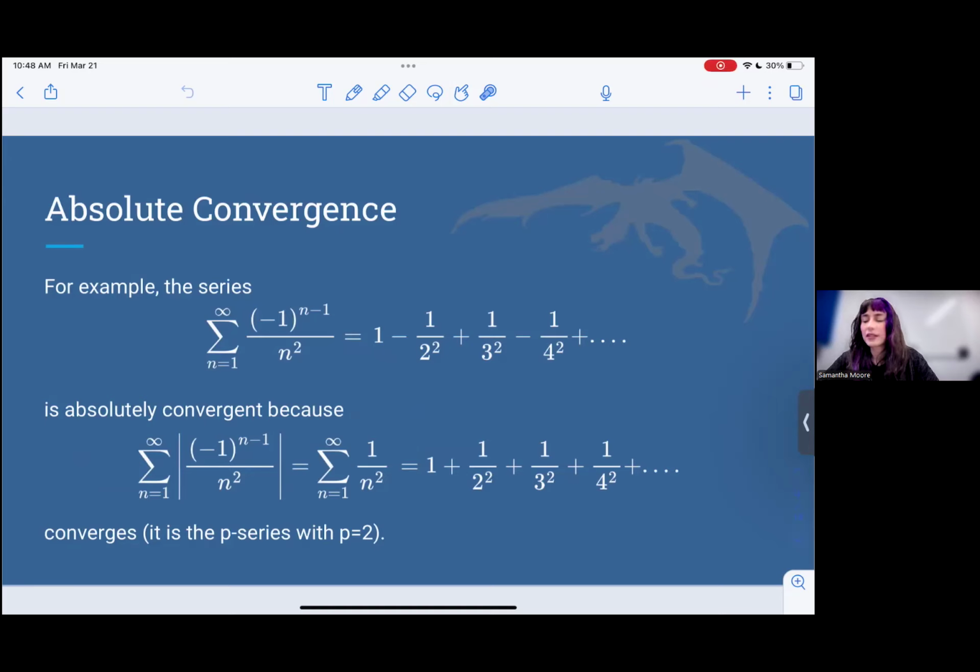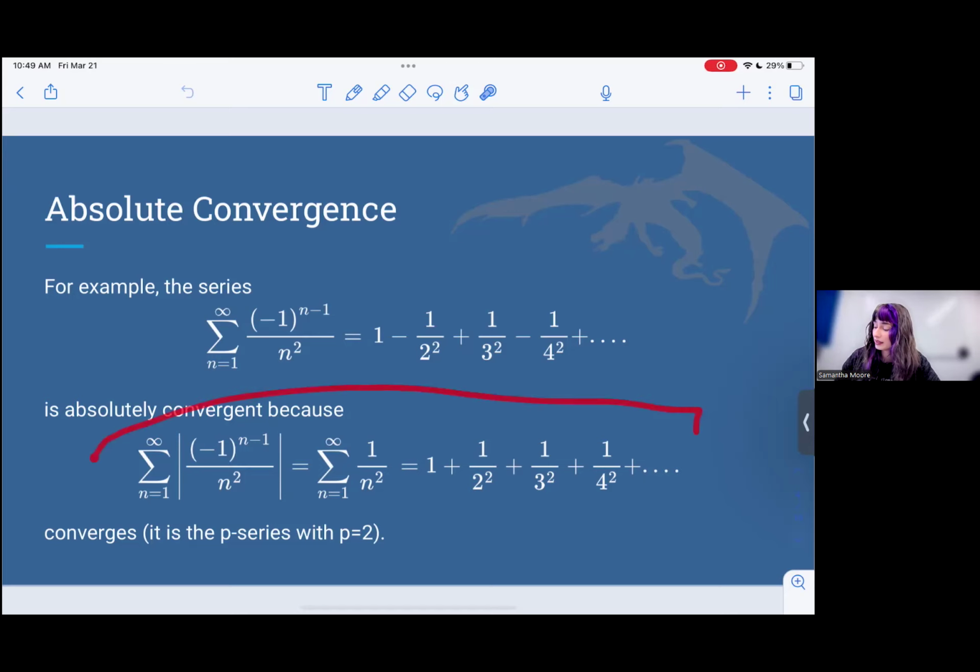So for example, this series has a mix of positive and negative terms. If we start looking at it, we have positive term, positive term, negative term, yada yada. It's alternating between positive and negative. If I instead think about this new series where I take the absolute value of every single term, it's really just the sum of 1 over n squared, right? So I change all these negatives to positives, and I get the series 1 plus 1 over 2 squared, plus 1 over 3 squared, plus 1 over 4 squared, and so forth.